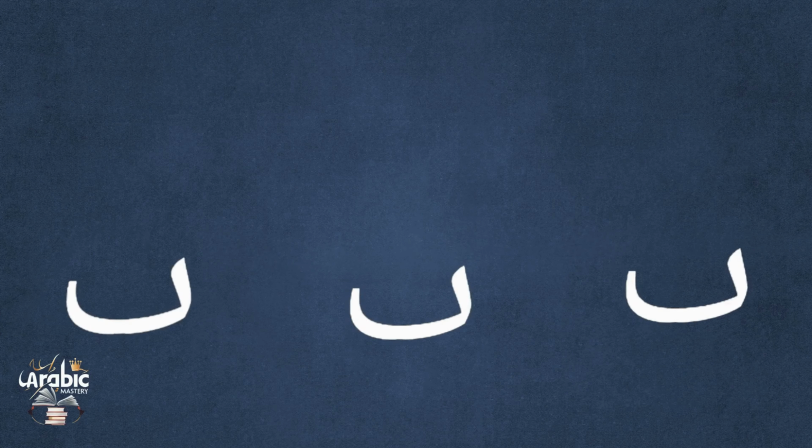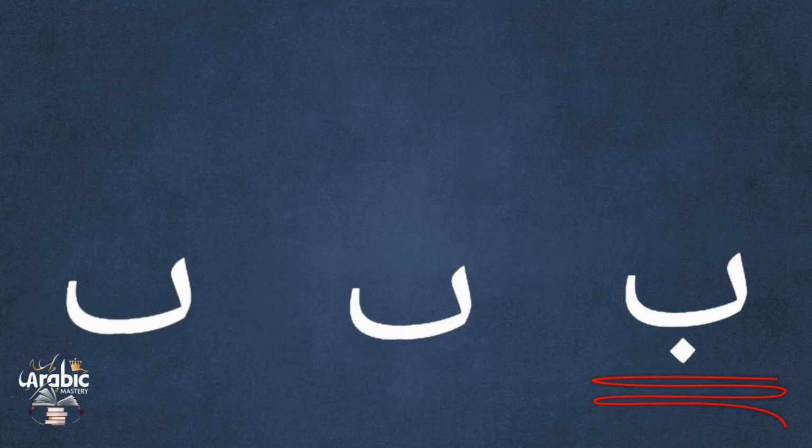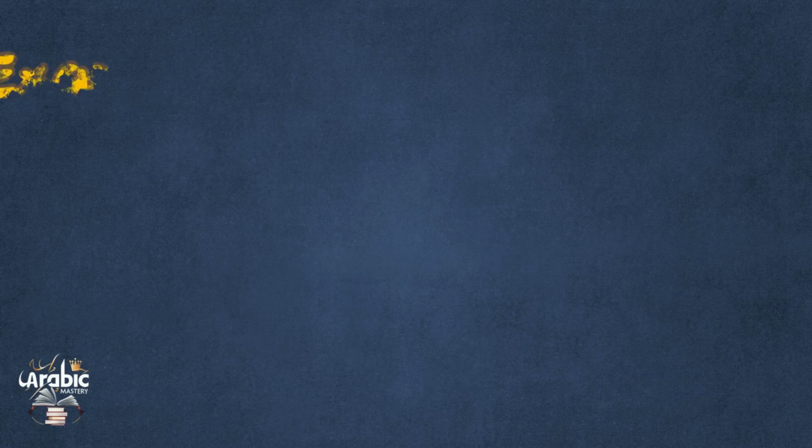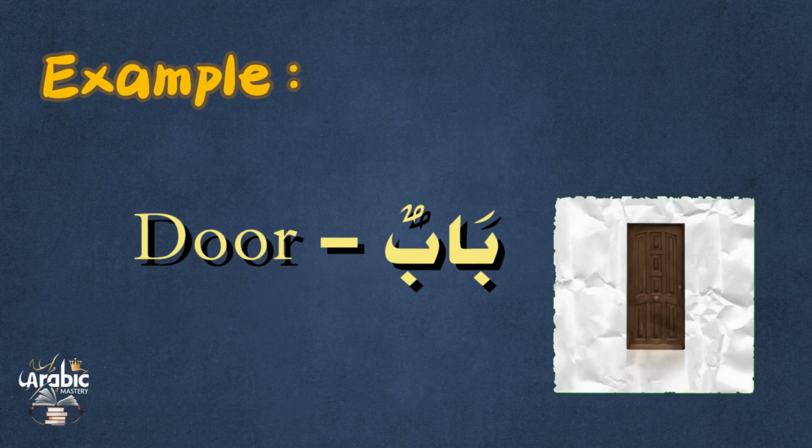Now we have a group of 3 letters that look similar. To write all of them, start with a horizontal line, then add a small semicircle or pulse shape for both sides. This is the basic shape for the 3 letters. What distinguishes them is the number and position of dots. The first one is Ba. Place a single dot below it. It is pronounced like the English B sound in bed. For example, bab, bahr.